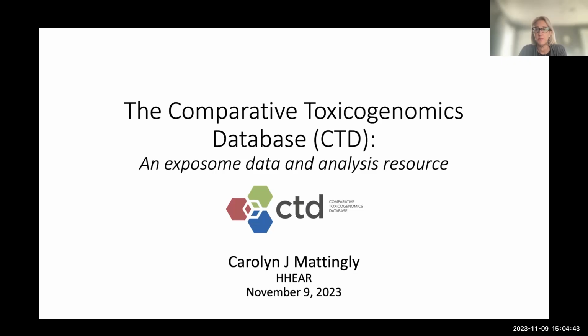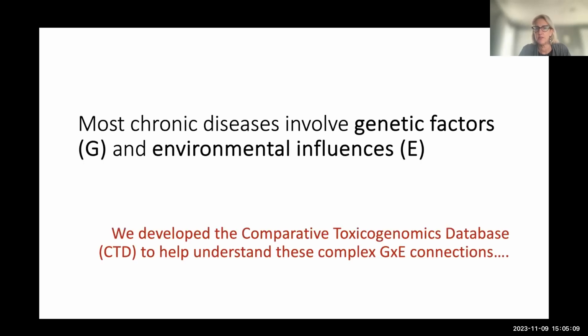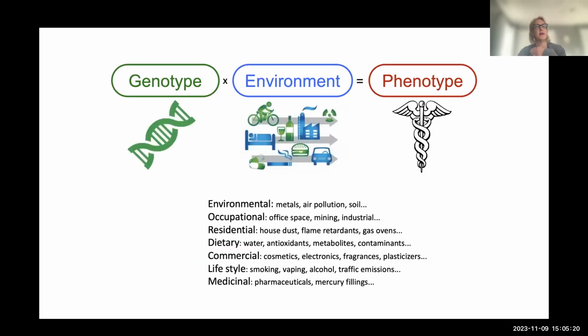Okay, so I'm going to give you a little bit of background just about the resource in general, and then focus a little more on some of the exposure-specific information. So the Comparative Toxicogenomics database is a publicly available resource that really tries to address the challenge that most chronic diseases involve genetic factors and environmental influences. We started developing this, as Chris mentioned, way back in 2001, and it's evolved quite a bit since then. I'm going to show you a little bit about how it's structured and the data that's in it.